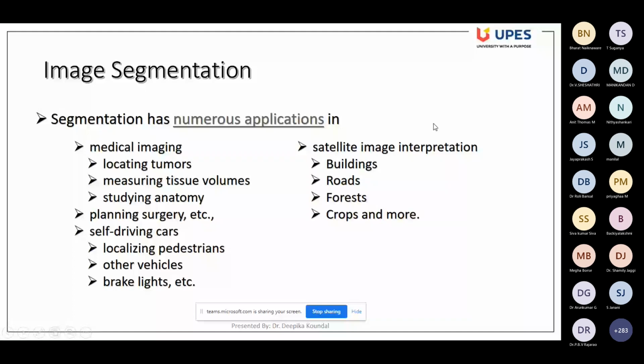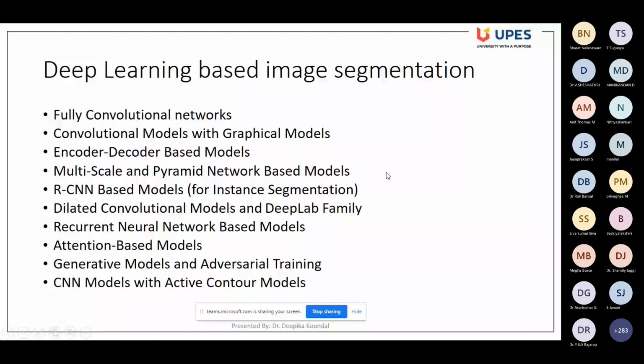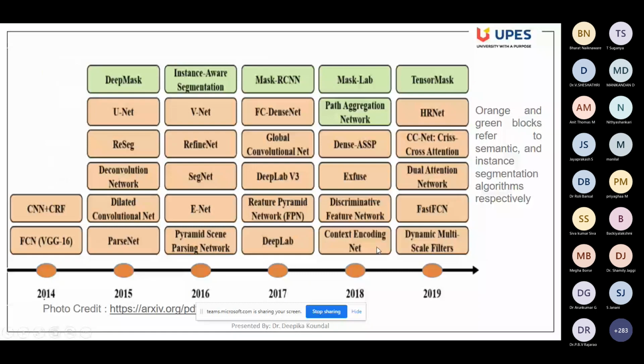So another operation is image segmentation. Image segmentation can be applied in medical imaging for locating tumors and studying the anatomy, in self-driving cars, or in satellite image interpretation. These are a number of deep learning based image segmentation algorithms: FCNN, multi-scale, RCNN, recurrent neural networks. Generally we categorize these techniques into semantic and instance segmentation. Here you can see these pink blocks are referred to as semantic algorithms, whereas these green ones are your instance segmentation algorithms.